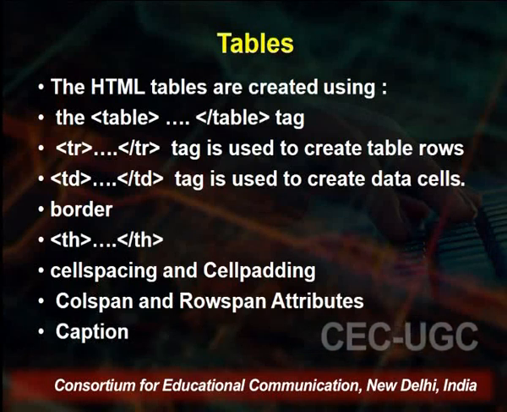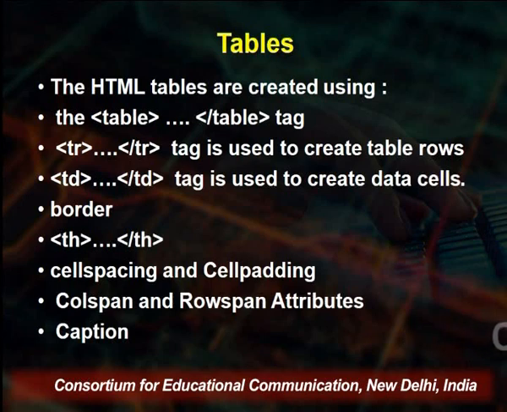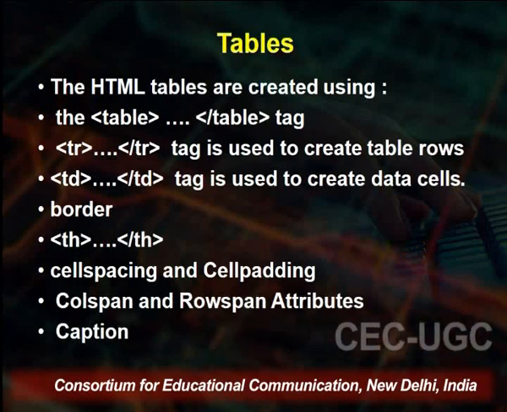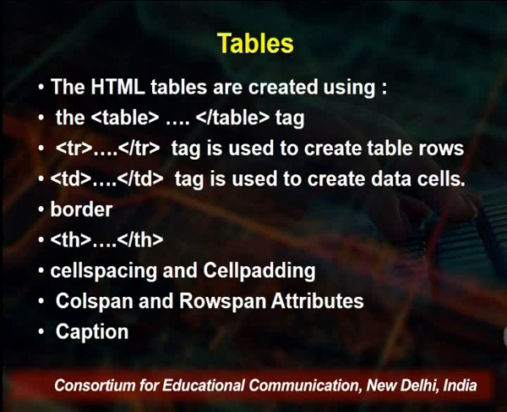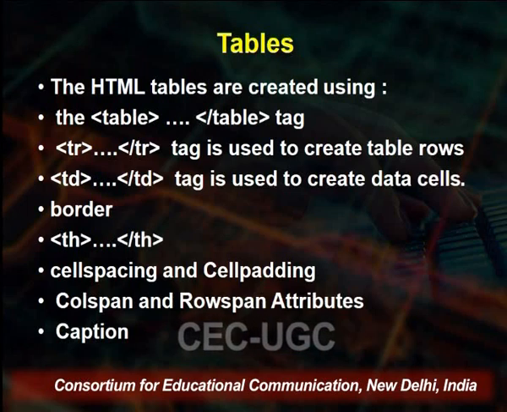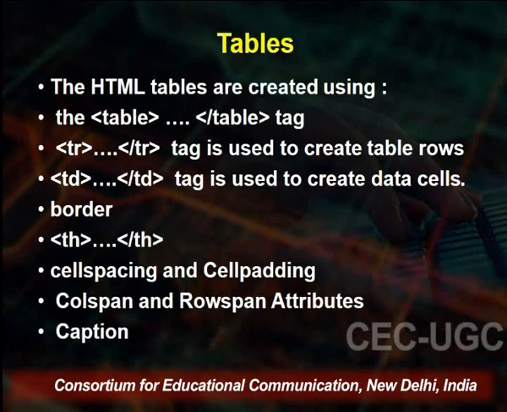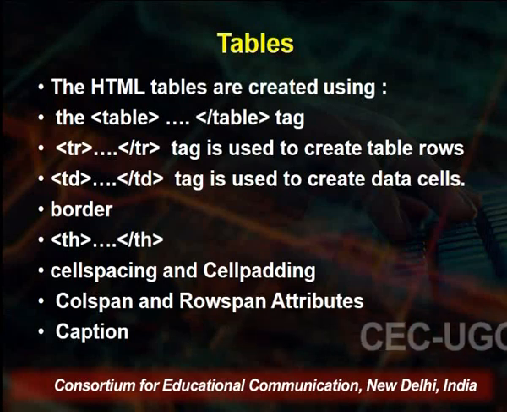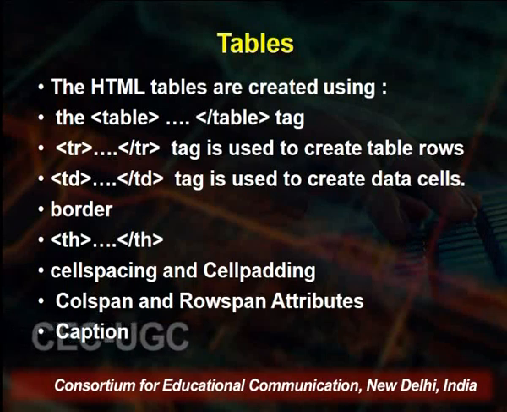So for that you use the td tag. The td tag is used to create a cell within a row. So in each tr you will have as many td tags as the number of columns you want to create. So if your row has 4 cells or 4 columns, you will have td and slash td 4 times, and between td and slash td you will put the content. Now this content could be an image, it could be text, it could be a link, or it can even be another table.